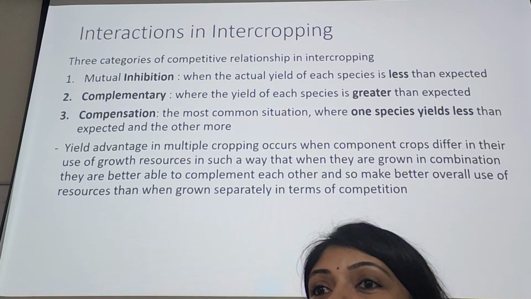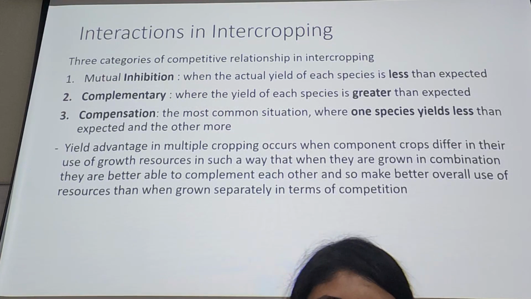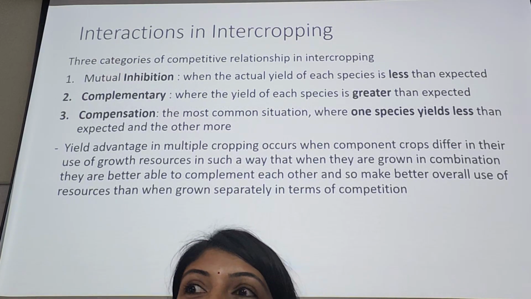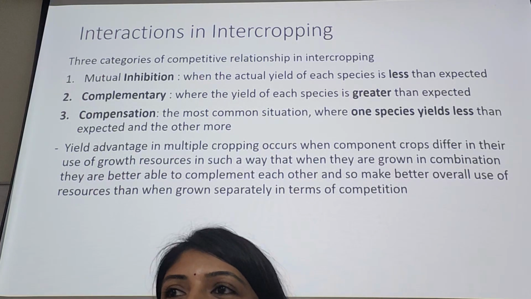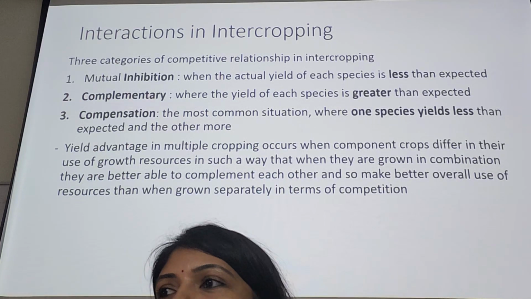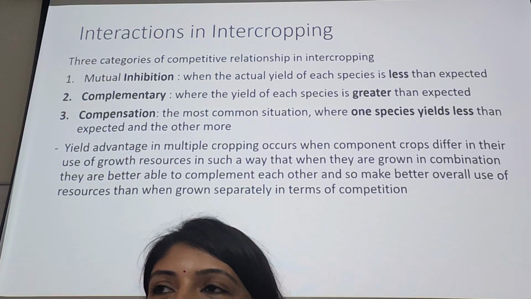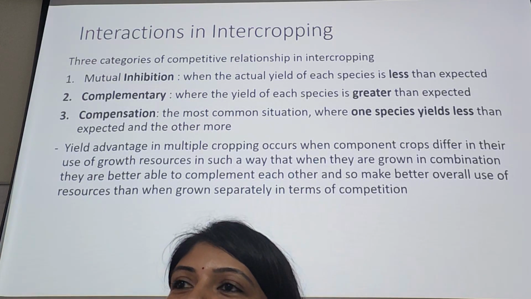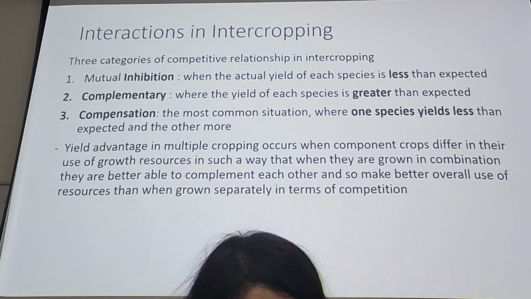And the third one is compensation, where one crop does better than the other. So this is the most common situation, where the relationship of the crops that we choose for intercropping is usually compensation. So one species will do better, whereas the other species, the yield is compensated.